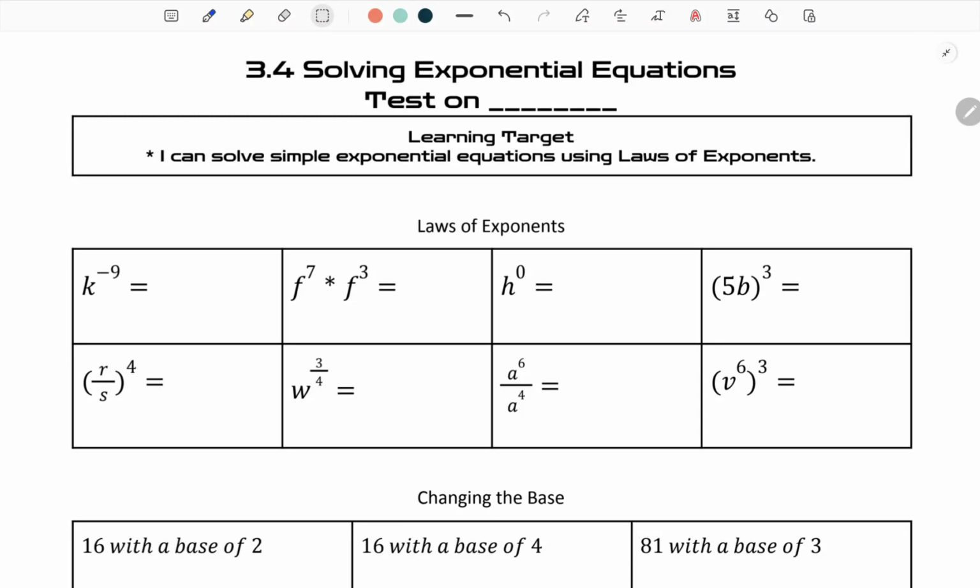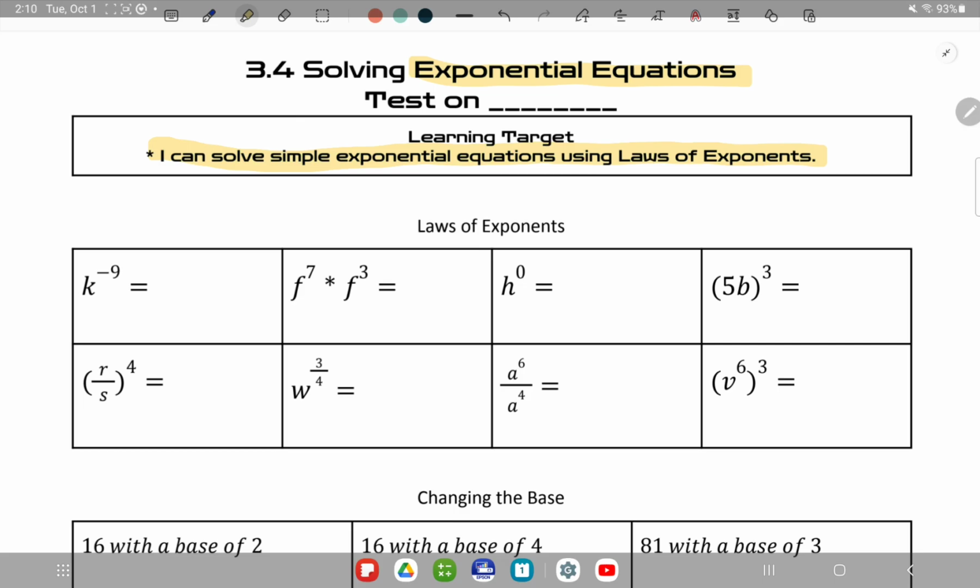Hello students, so today we are jumping into different kinds of equations. We're going to be talking about exponential equations. So we're going to be able to solve simple exponential equations using the laws of exponents, which you learned in 8th grade.